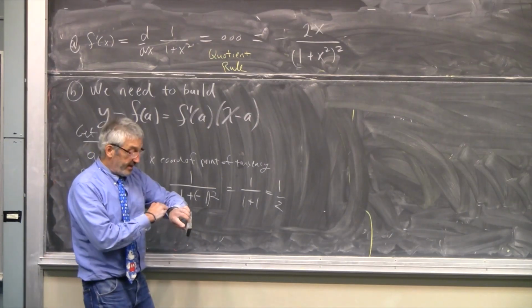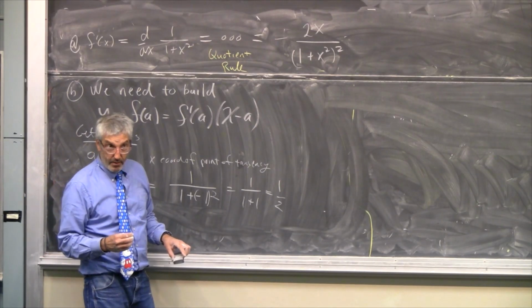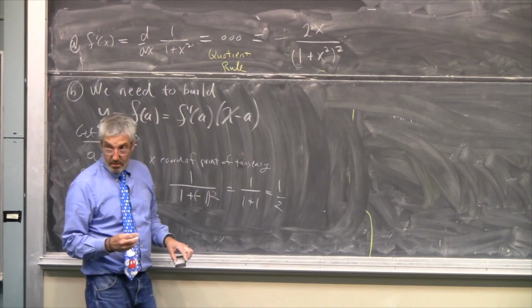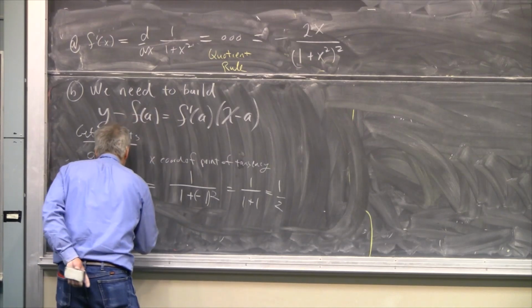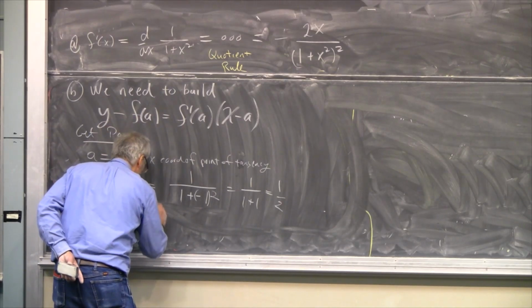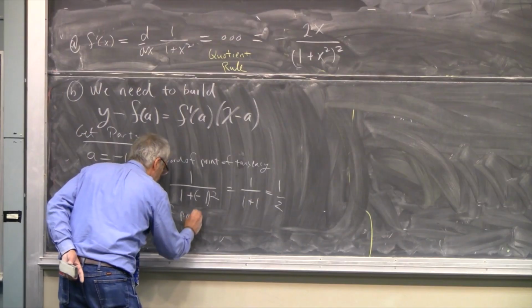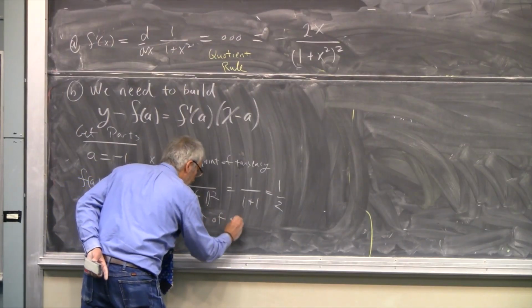Now, what's the significance of that? The y value of the point of tangency. Yeah, it's the y coordinate of the point of tangency.